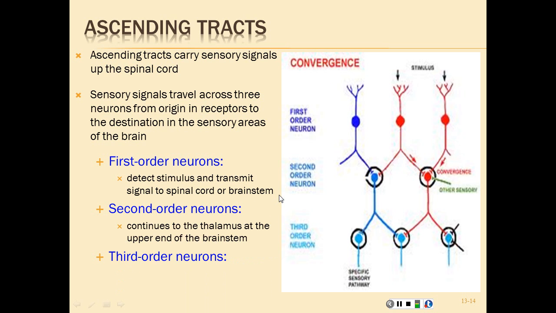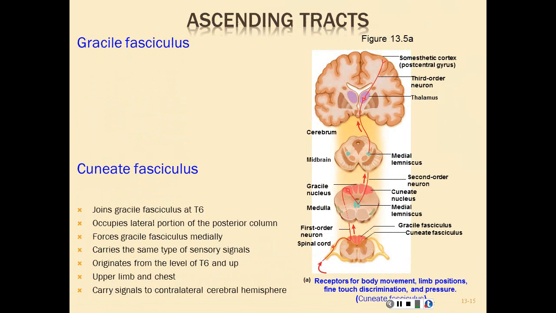The second neuron continues as far as the thalamus, which is a gateway at the upper end of the brain stem. It will go from the synapse in the spinal cord all the way up to the brain and right to the thalamus. The third order neurons carry the signals the rest of the way to the cerebral cortex. So that's from the thalamus up to the cerebral cortex, where different regions of the cortex respond to different stimuli, whether it's heat, temperature, or pain. It will go in those various directions, to different parts of the cerebrum.